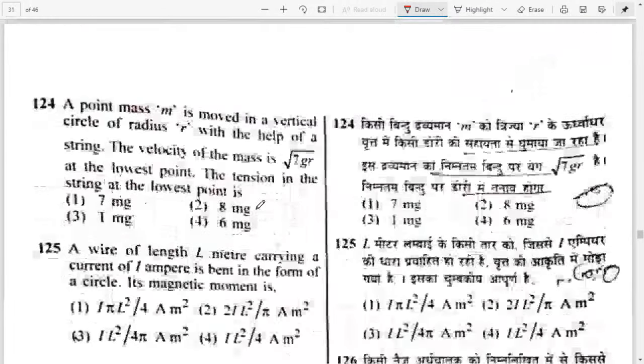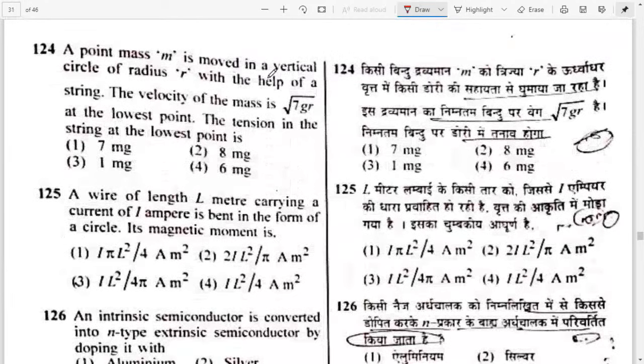Next, a point mass m is moved in a vertical circle of radius r with the help of a string. The velocity of the mass is under root 7 g r at the lowest point. The tension in the string at the lowest point is, it is 8 mg.